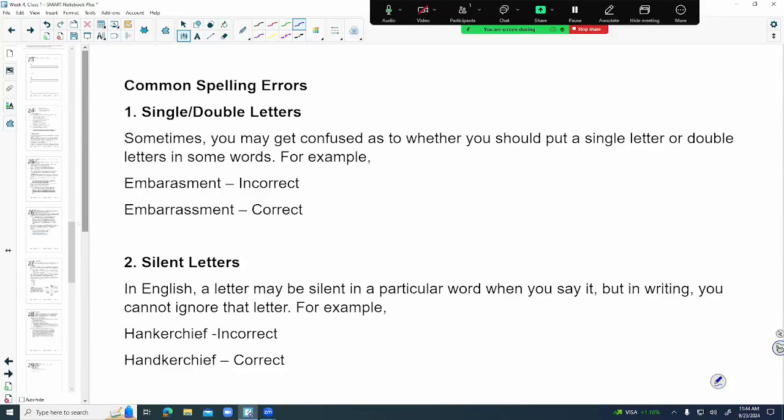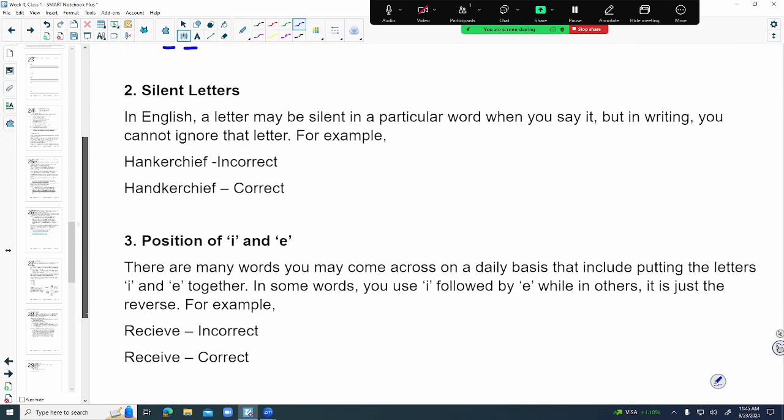Okay, so common spelling errors. First is single and double letters. Sometimes you may get confused as to whether you should put a single letter or a double letter in some words. So for example, embarrassment needs 2 R's and 2 S's. Okay, so check your spelling. If you're not sure, use a dictionary or ask someone.